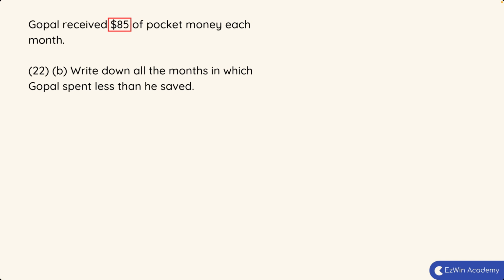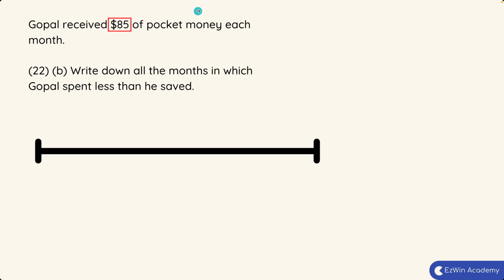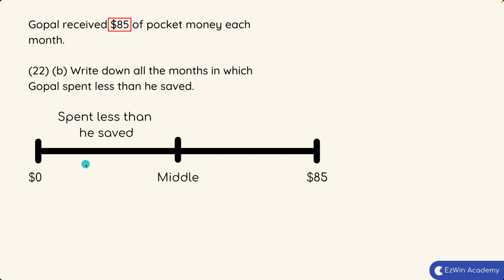The last question is a bit tricky. So the last question says write down all the months in which Gopal spent less than he saved. So what does this mean? So let's say we have a range from $0 to $85. So $85 is because he received $85. So what do you mean by spent less than he saved? So basically, let's add a middle number. Let's call this middle. And if we have from $0 to middle, we can say that he spent less than he saved because he spent half. That means he has the other half that he saved.